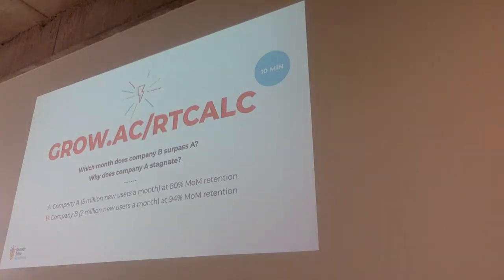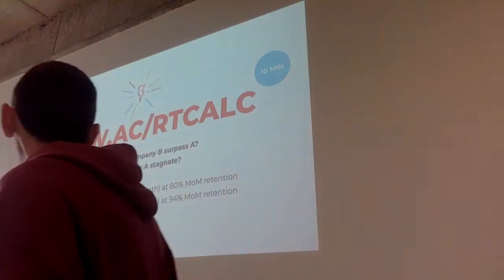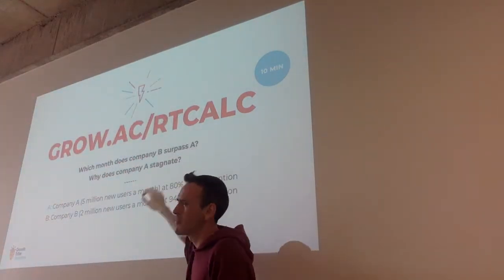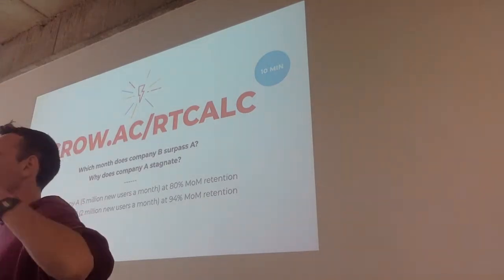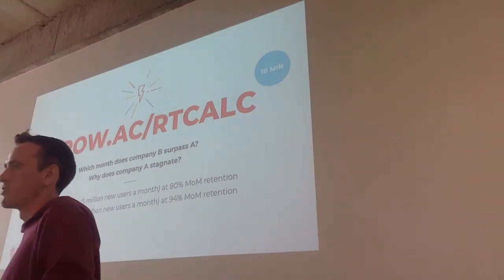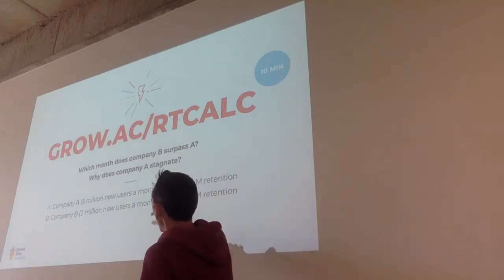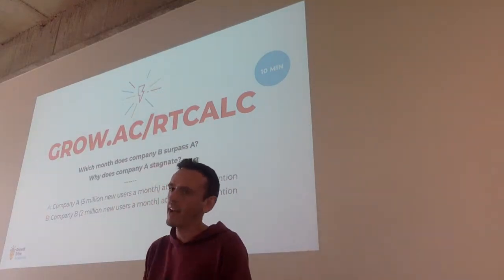I think we're going to finish the exercise. John is very engaged, highly listening. Again, it's not a really tough exercise, it's multiplying your numbers. For the first question, which month does Company B surpass A? The month is 23, 24-ish. We can just eyeball it, it doesn't really matter. And then, why does Company A stagnate?